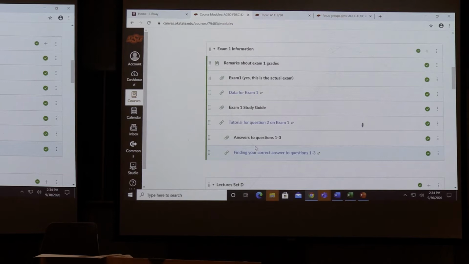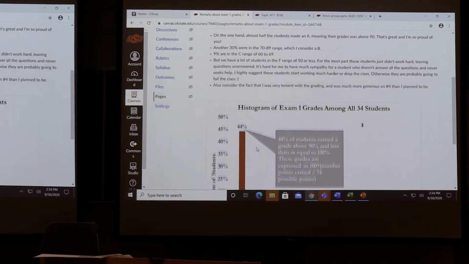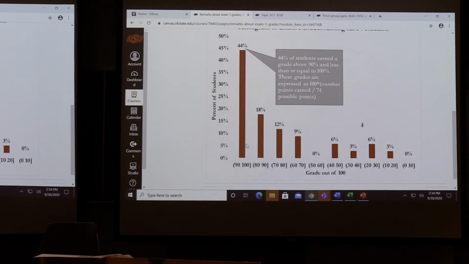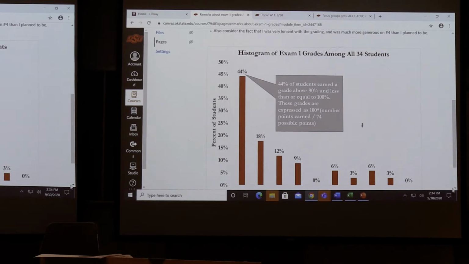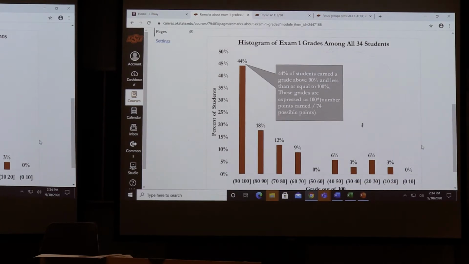I made a computer output that just outputted everybody's answer, and so you have to search for your student ID and then go through and find what's the correct answer to questions 1 through 3. Some remarks about Exam 1 grades are here. This is the histogram of Exam 1 grades. Overall, and no curve or anything, overall they were very good.